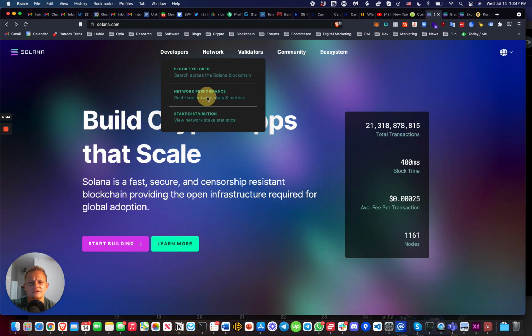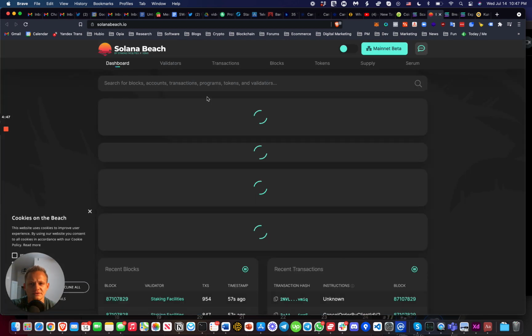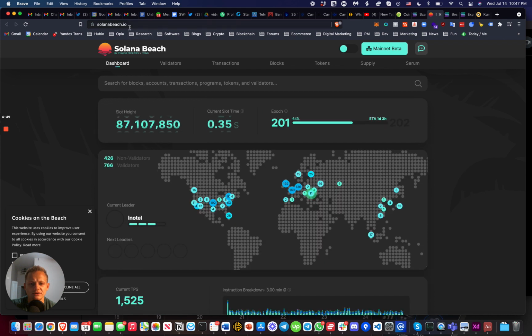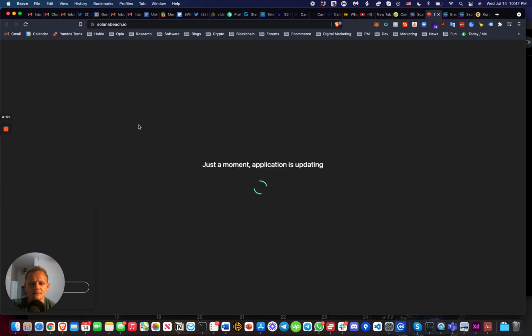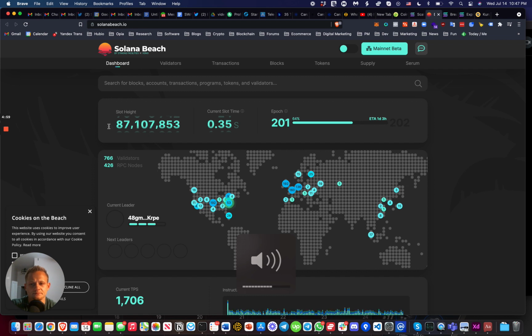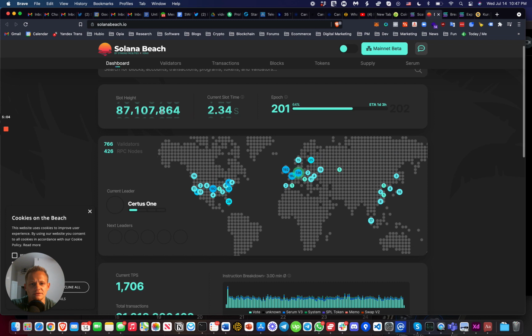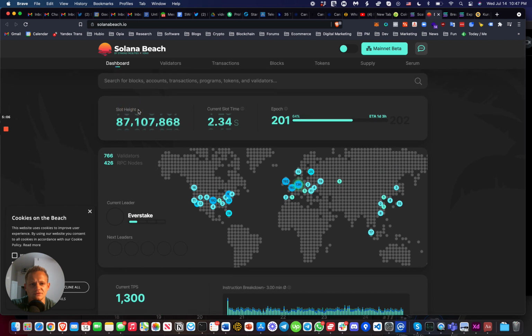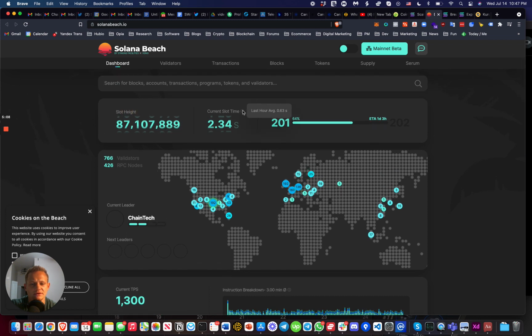I do want to see some of their network performance here. It's solanabeach.io. Let's take a look at what they're talking about here. Okay, so slot height, I'm not sure what this refers to. Block slot, current times last hour, okay. Epoch 201, estimated epoch completion 16th of July 2021, epoch start 12th of July 10:47.